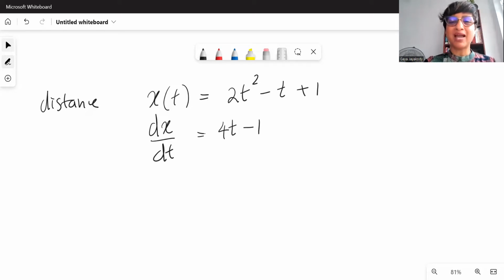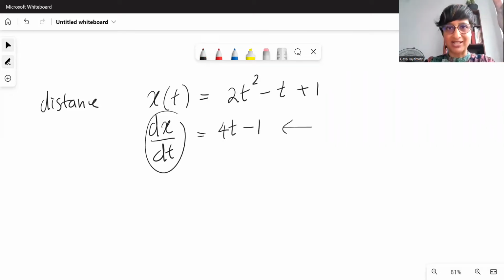Do you know what this is? This is the speed function. This is the derivative of the distance function. You know that the derivative of distance is speed. The rate of change of distance is called speed. So the derivative of distance is speed. What's the derivative of displacement? Velocity. Velocity, yes. Okay.